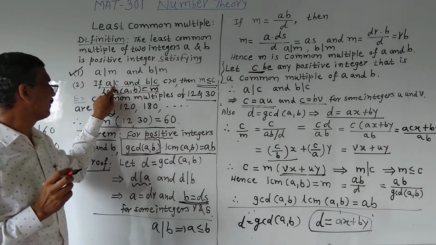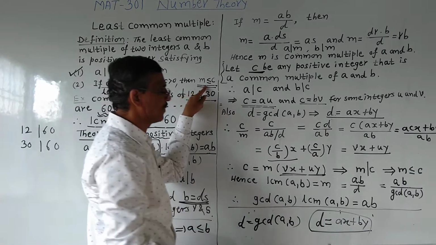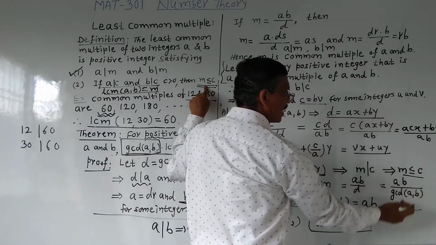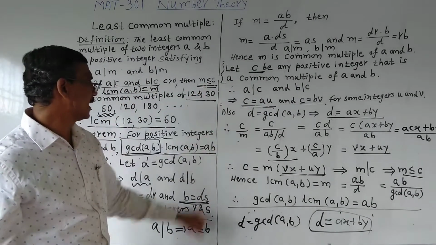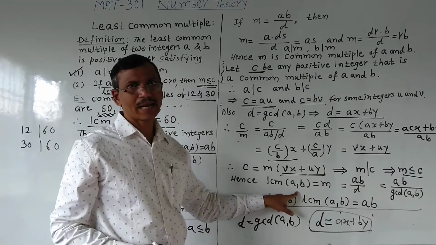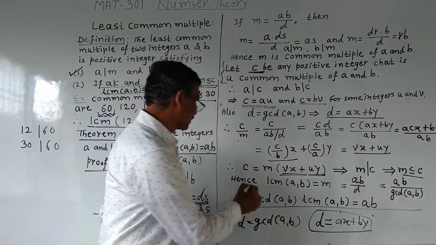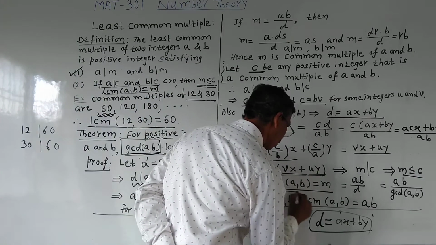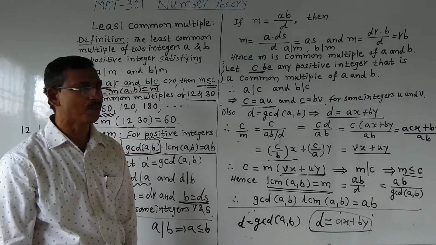Secondly, if we have a divides c and b divides c, then we are able to prove that m is less than or equal to c. If these two conditions are satisfied, then we know that m is the least common multiple of a and b. By definition of least common multiple, LCM of a, b is equal to m.